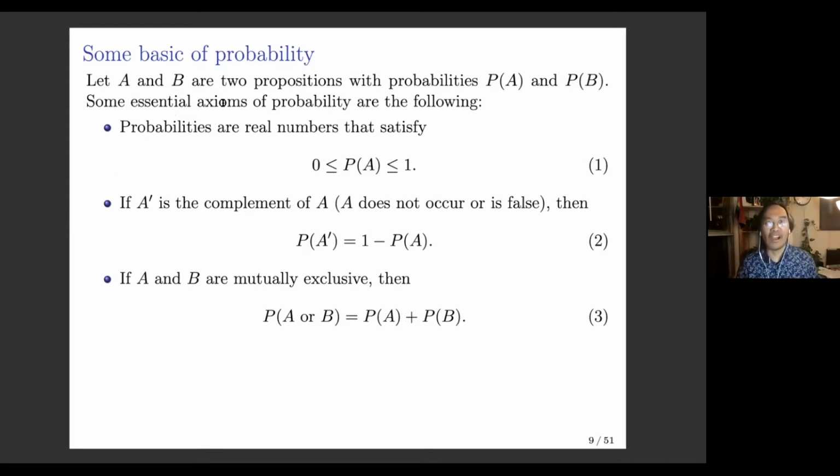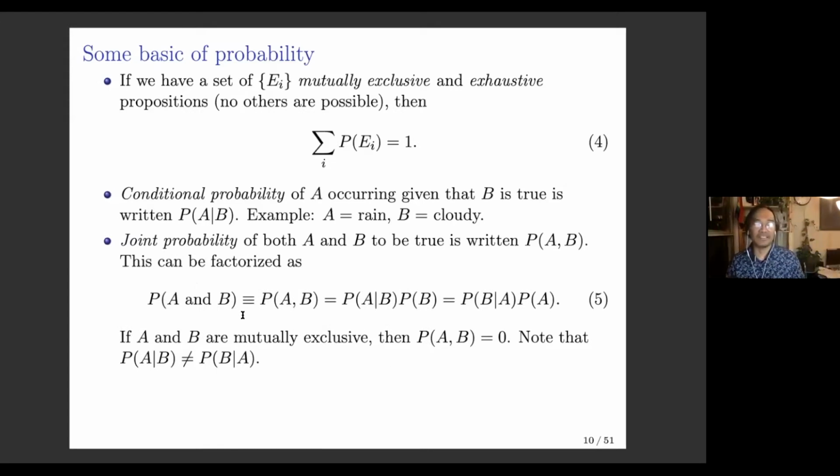What are the basic assumptions? Here are some basics about probability. There's nothing earth-shattering here. Probability has to be between 0 and 1. If you have a proposition A, its complement, not A, has probability 1 minus the probability of A. If you have two propositions, A and B, that are independent and not dependent on each other, then the probability that both propositions are true is the multiplication of the probabilities. Now, if we have a set of propositions that are both mutually exclusive and exhaustive, where exhaustive means that all possibilities are considered and nothing else is possible, then if you sum them all, it has to equal 1.